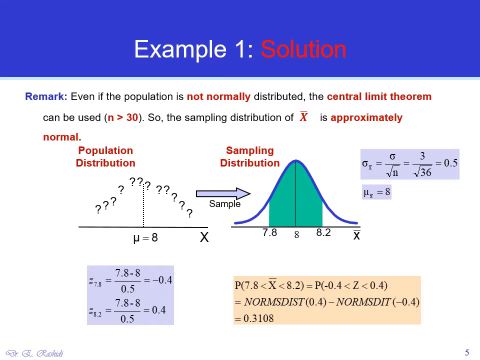The z score of 7.8 is negative 0.4, and the z score of 8.2 is 0.4. So if you look at these in the z distribution, you can find this probability, which is equal to 0.3108. Or you can actually use Excel to do that, and that would be using the norm.dist of 0.4 subtracted by the norm.dist of negative 0.4.